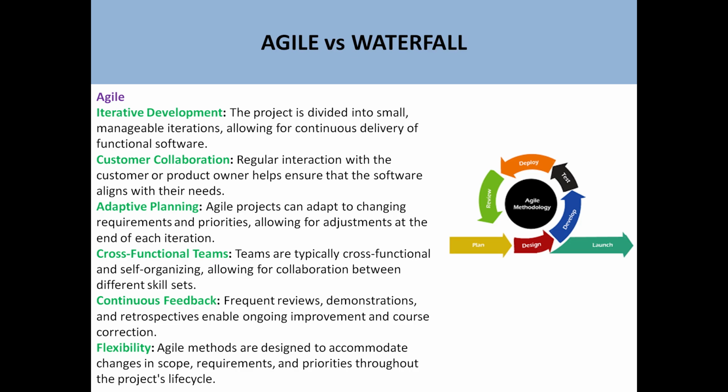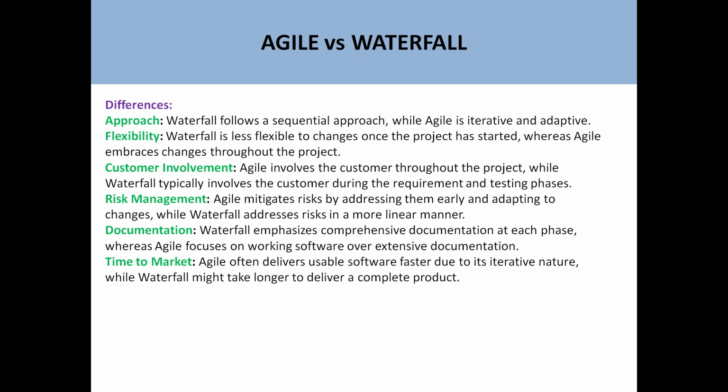Then flexibility. Agile methods are very flexible in terms of scoping, requirement gathering, priorities, and project lifecycle. Whatever the things are, we have to adjust them as per the need and the customer feedback as well. Now we can talk about the differences. If we talk about the approach, there are significant differences between the agile and waterfall approaches. Agile is an iterative and adaptive approach, and waterfall is a sequential approach.